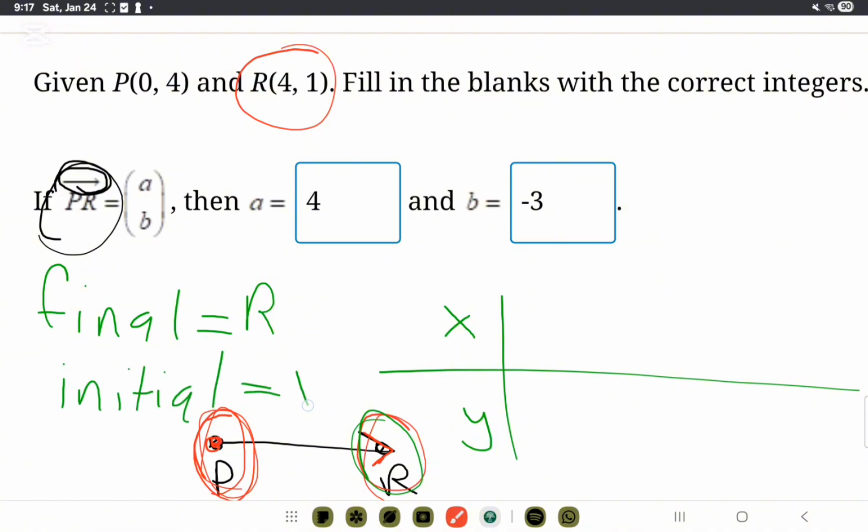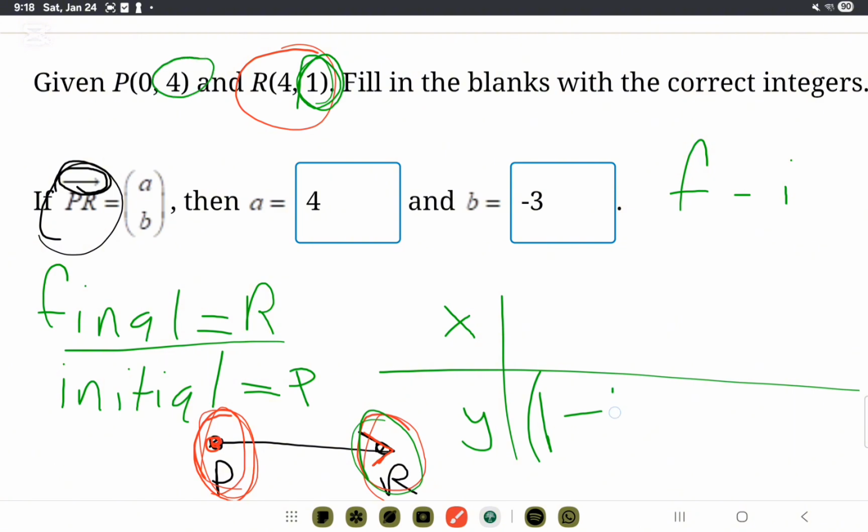equal to p. Okay, so p, okay, so I'm going to do final minus initial. Okay, for the x here we look for the, okay, so final p. Okay, so this is our final. Okay, so 1 minus initial. How much is the initial? 4 equal to minus 3. That is our vector for the y.